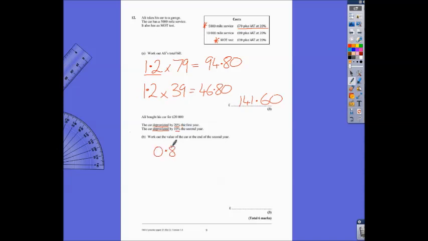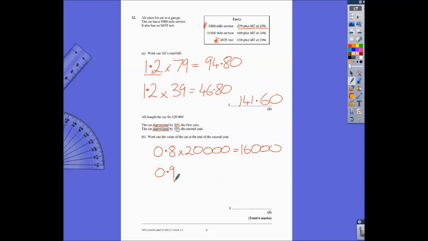So if you knock 20% off 100%, you're left with 80%, which is the same as 0.8 as a decimal. So if we just do 0.8 times 20,000, that will give us 16,000. And again, you could probably do that in your head. 10% would be 2,000, so 20% would be 4,000 and take that off. It gets down to 16,000.